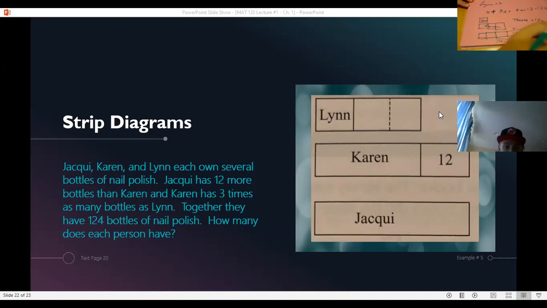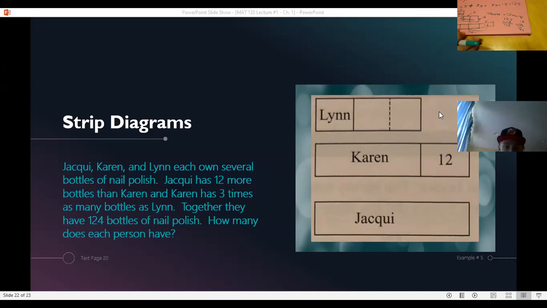The student can go backwards and start with 124, subtract 12, and then take 112 and divide it by 7. And you're going to get 16. That means each of these boxes is 16. And now we can figure out what all of the different amounts are.